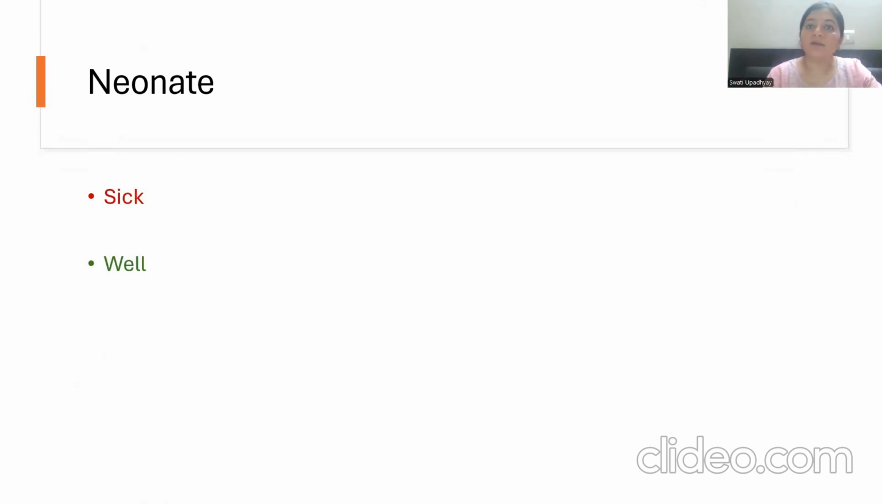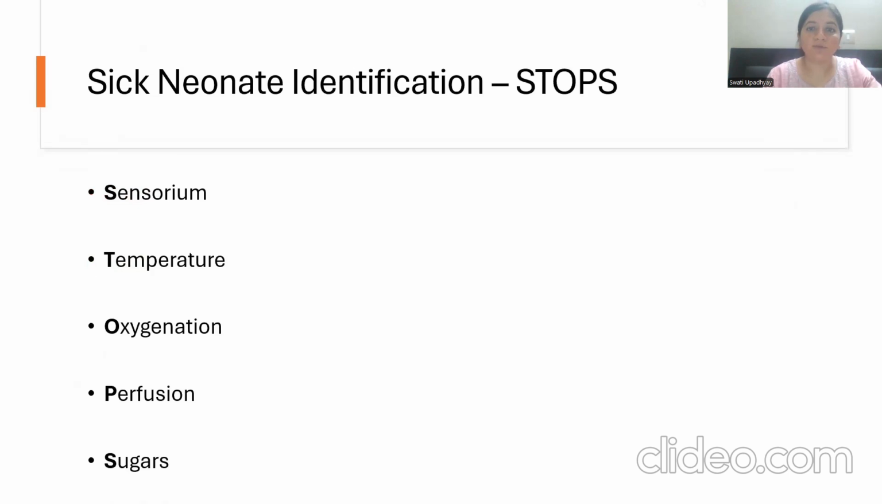Now, this primary survey can be done in neonates by assessing the 5 key areas, which can be remembered by using a very simple acronym of STOPS. STOPS stands for S for sensorium, T for temperature, O for oxygenation, P for perfusion, and S for sugars.